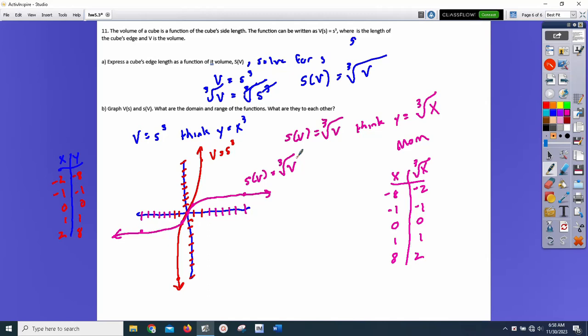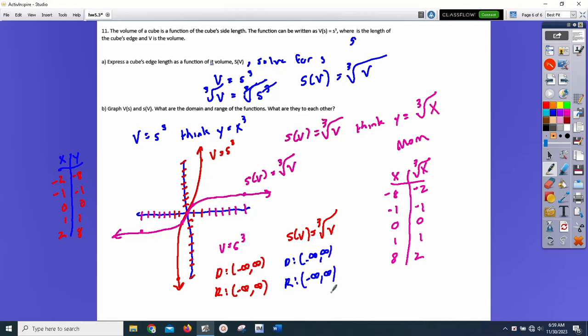All right, we'll talk about the domain. So we're looking at volume equals s cubed, the red one here. Its domain is -infinity to infinity, as is its range. Now s of v is the cubic root of v. It has the same exact domain because it's running from left to right forever. It is also falling and rising forever.